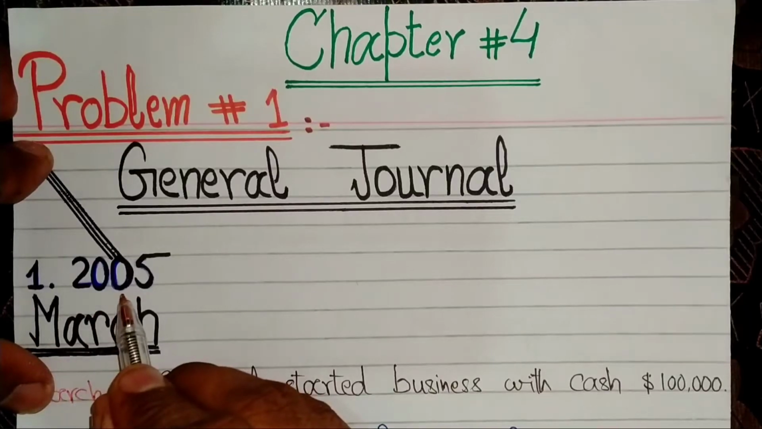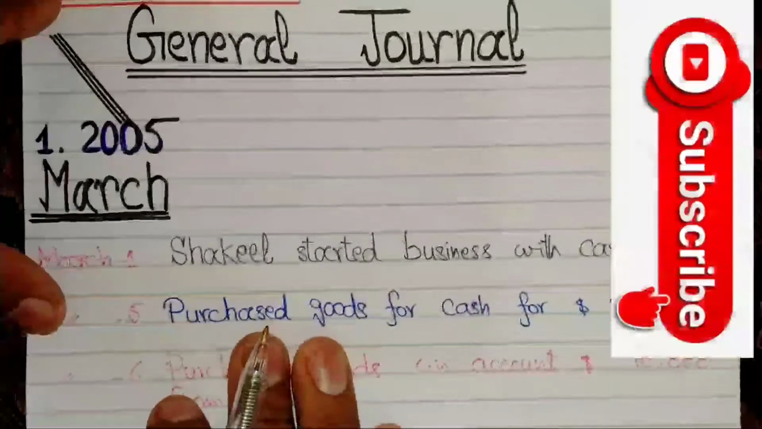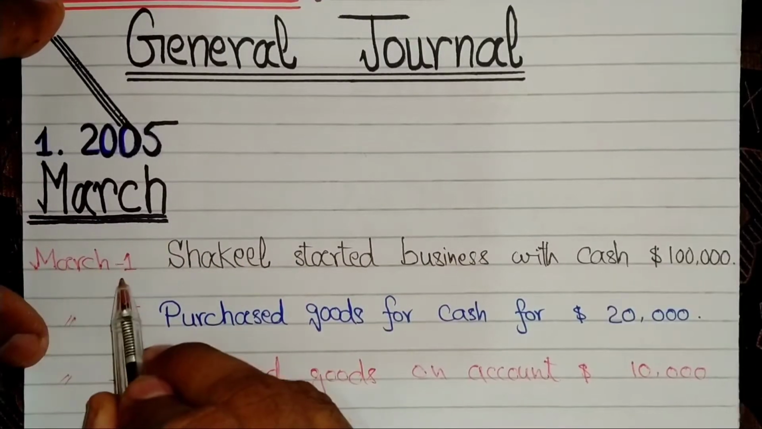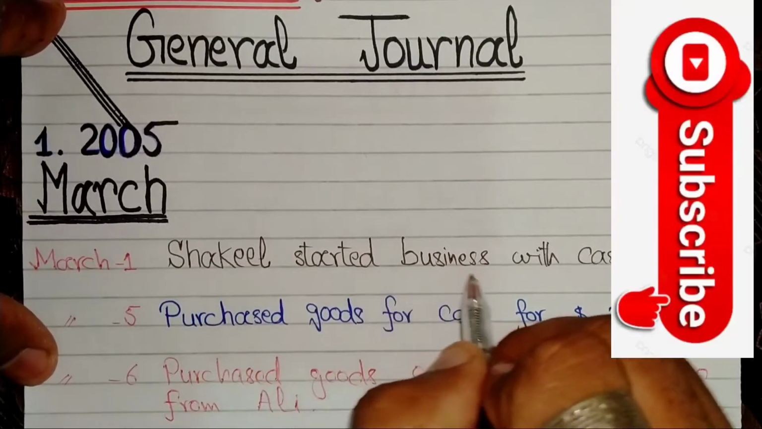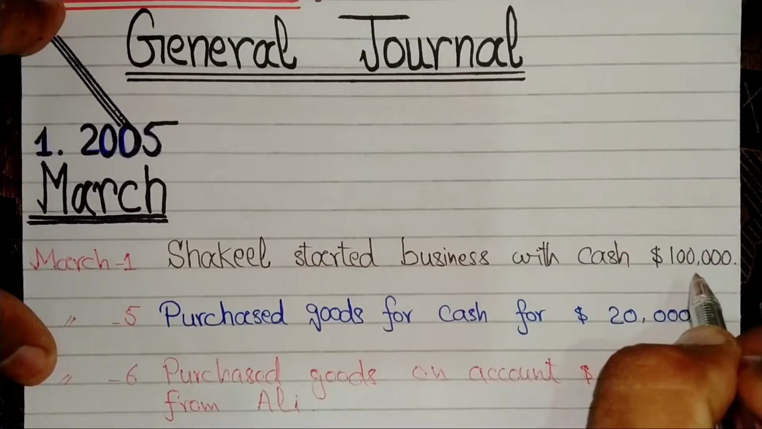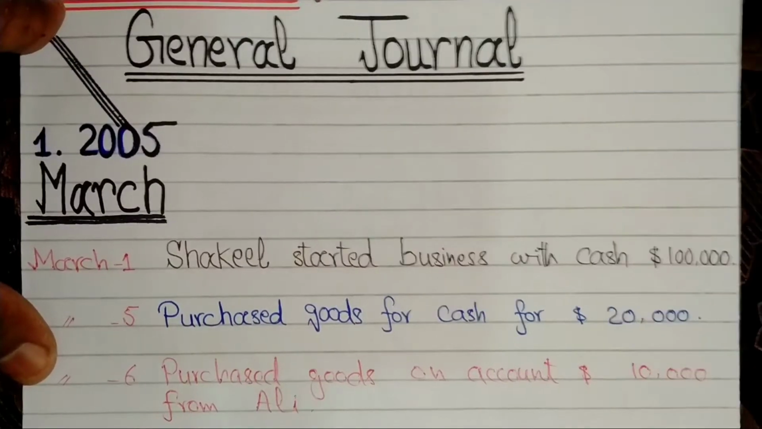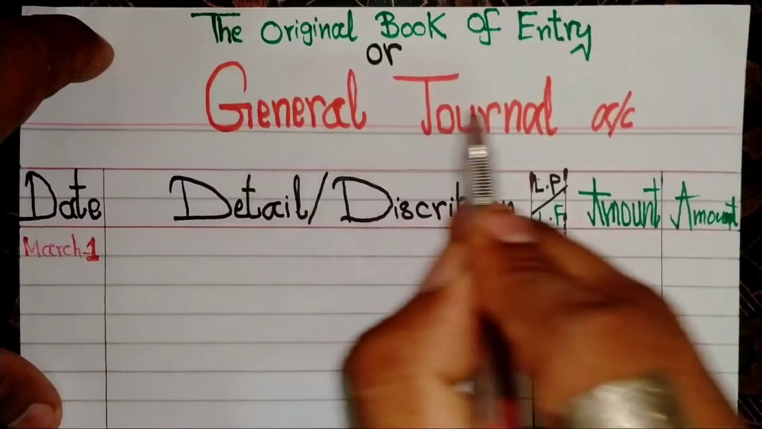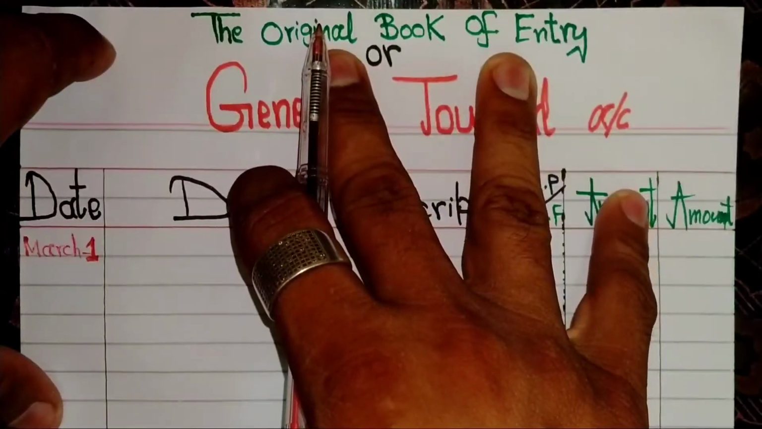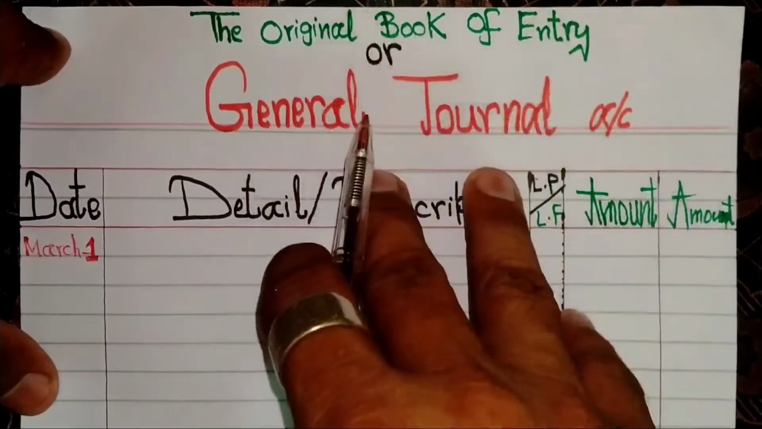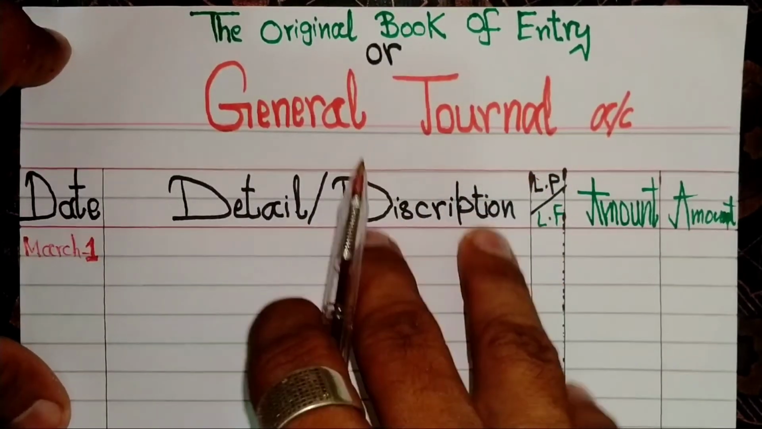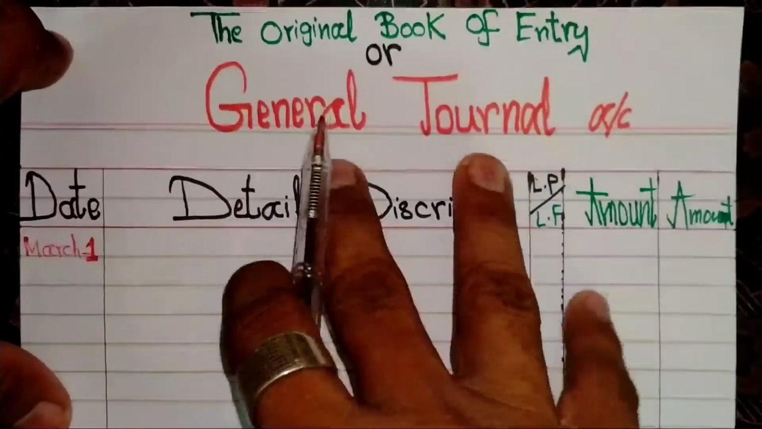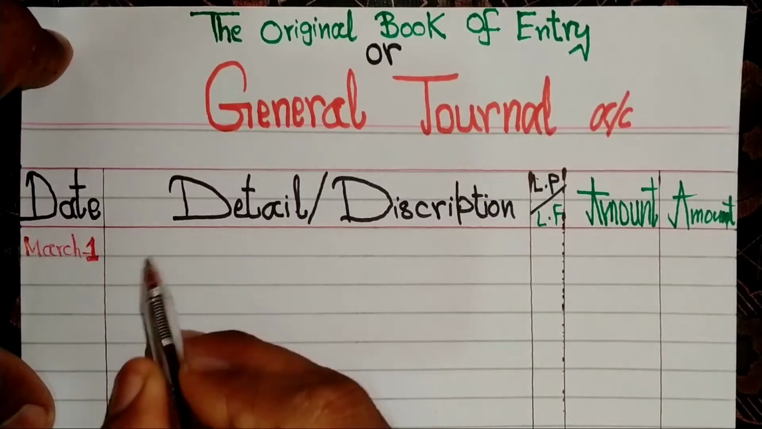March 1st, 2005. The first transaction of Mr. Shakil's business is on March 1st. Shakil started his business with cash $100,000. This is the format of the original book of entry or journal account of Mr. Shakil's business. This is the format in which we will enter the transactions of Mr. Shakil's business as well as its entries. So let's start with the first transaction.